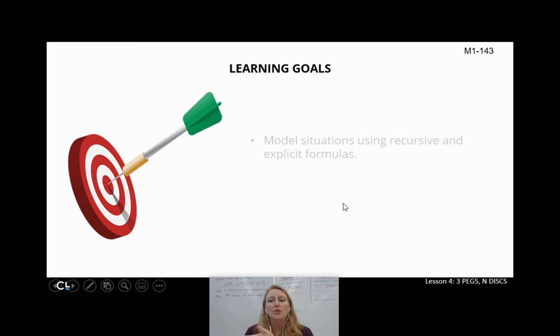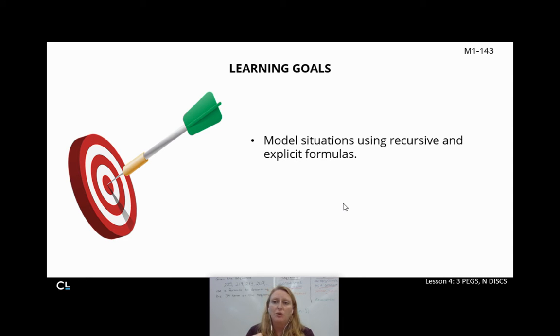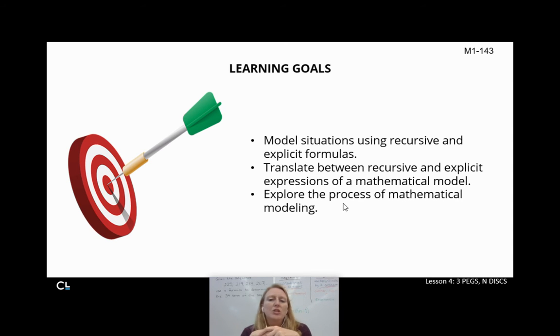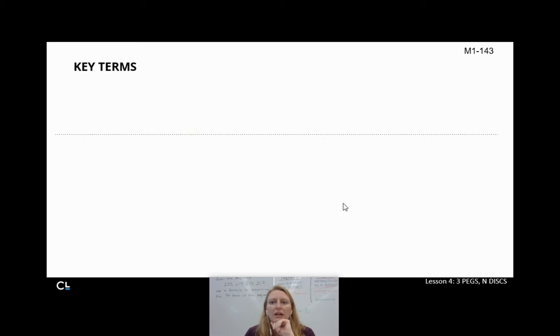Our learning goals for today are modeling situations that use recursive and explicit formulas, especially the explicit one. We're going to translate between recursive and explicit expressions of a mathematical model. What are these things and what do they mean? And we're going to explore the process of mathematical modeling. That's what we are doing today. I just have one key term, mathematical modeling. That key term is going to pop up.